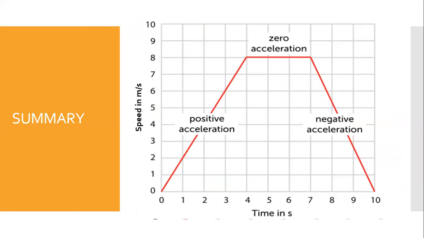This is the summary of today's lecture. The slope is giving you a lot of information. From the slope, you can find the magnitude of acceleration. This line over here shows uniform acceleration. This line, constant speed. This line over here, deceleration. And the area under the gradient gives you the distance covered by the moving object.